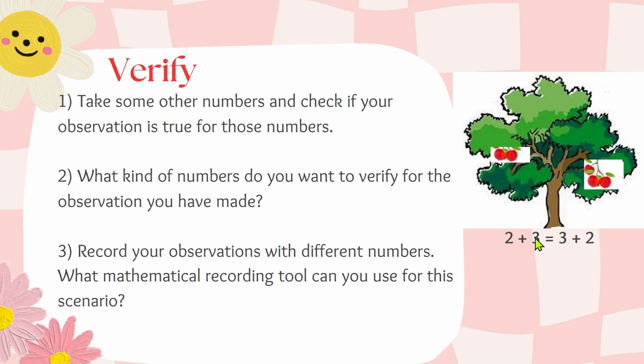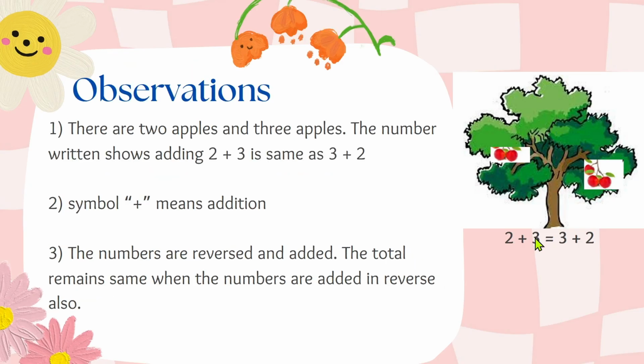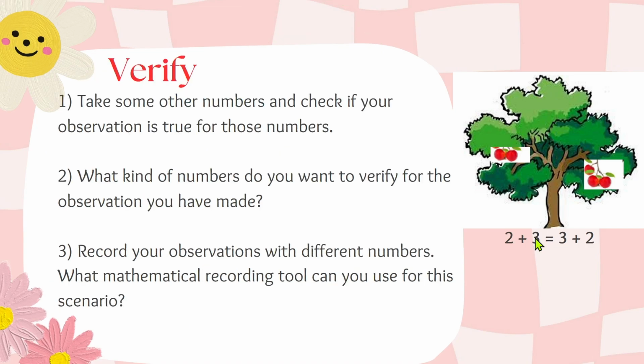Let's start verifying if this is really true for all the numbers. For that, we are in the verify stage. Can you take some numbers and check if your observation is true for those numbers? You can take the observation shared here or your own observation and take different numbers to check if that observation is true or not. So what kind of numbers do you think you can take up to verify this observation? You can think about this and also record your observations with different numbers using a mathematical recording tool.